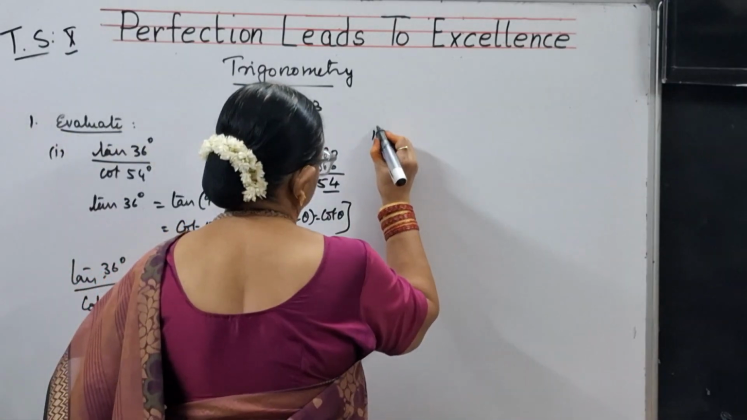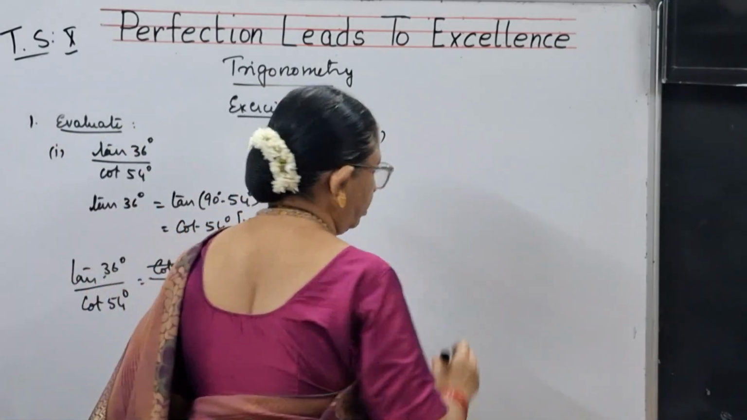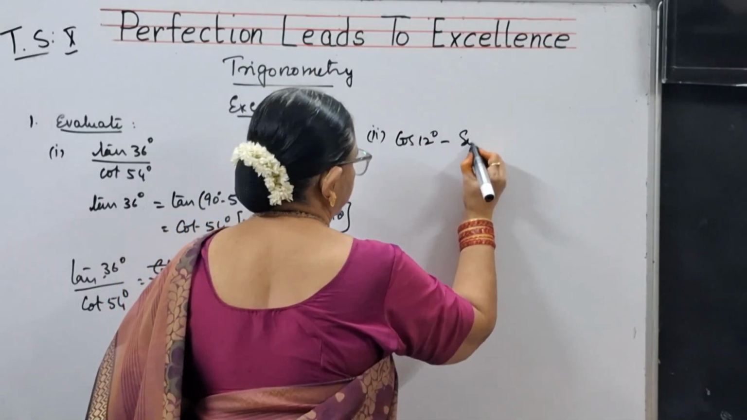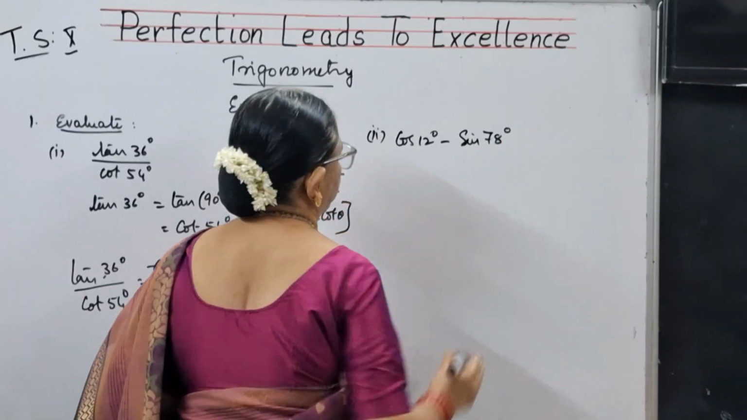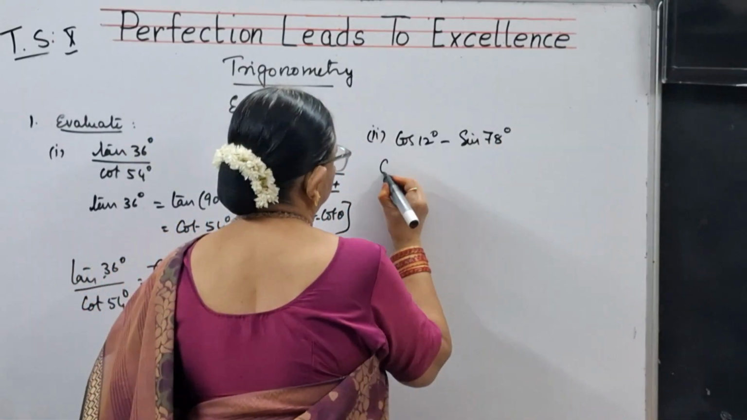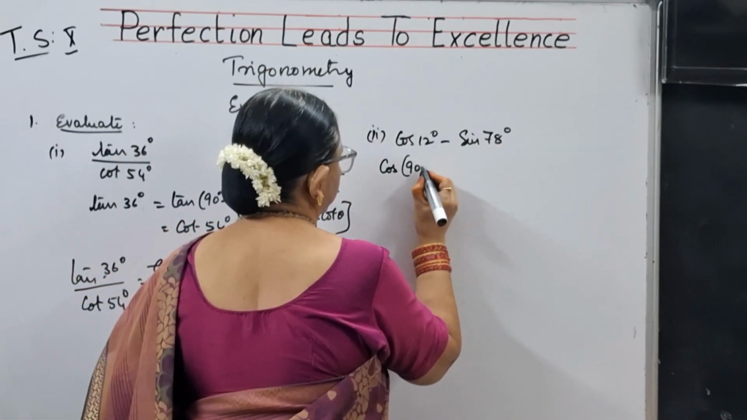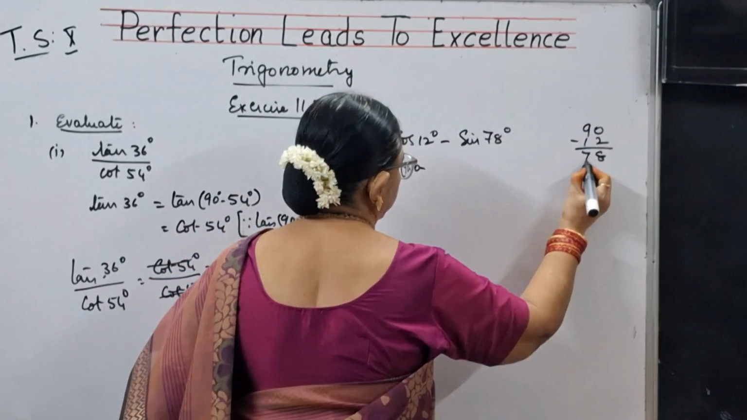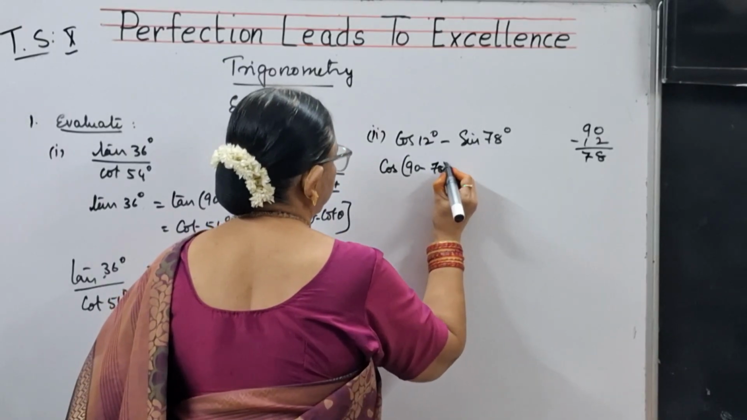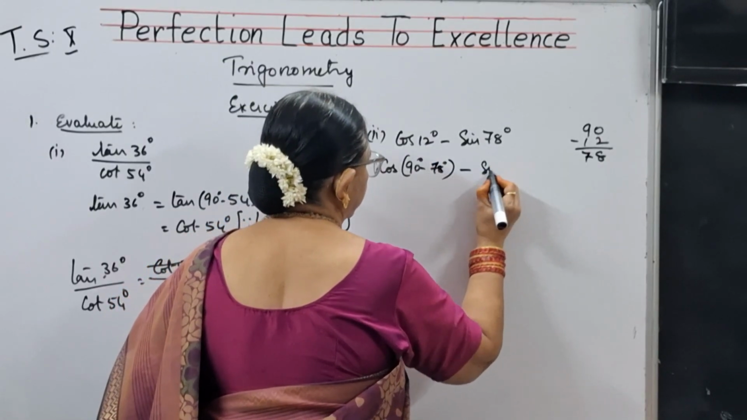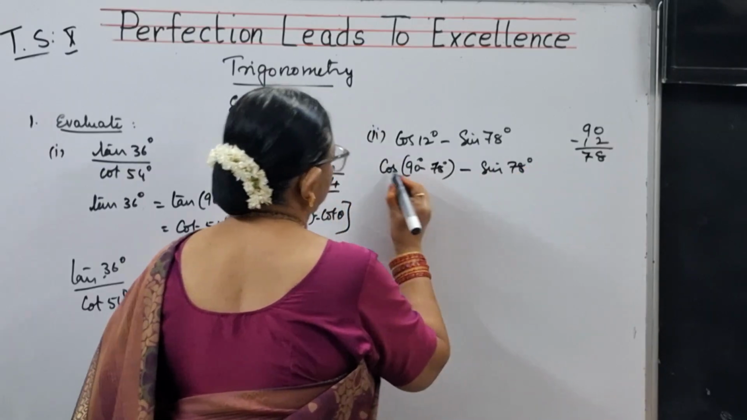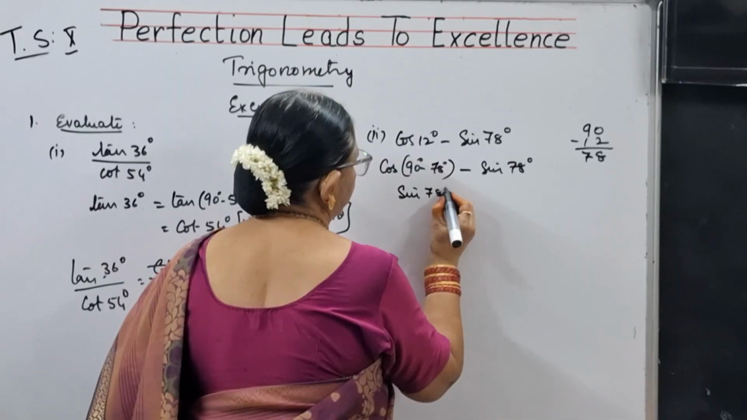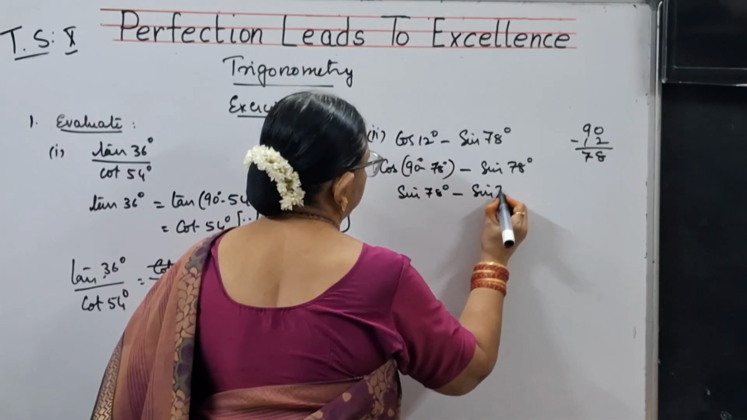Now let us see the second bit. What is the second bit? Cos 12 degrees minus sine 78 degrees. So cos 12 degrees can be written as cos 90 minus. So from 90 you subtract 12, you are getting 8 here, 7 here. Cos 90 minus 78 degrees minus sine 78 degrees. So cos 90 minus theta is sine theta. So you will be writing it as sine 78 degrees minus sine 78 degrees.